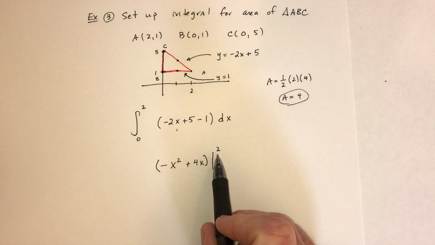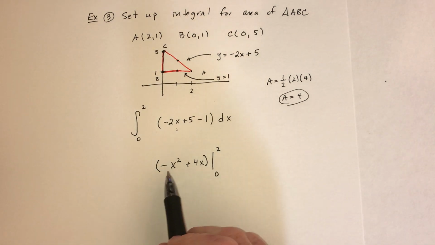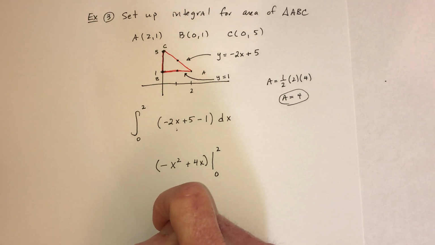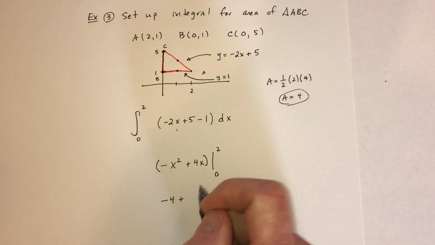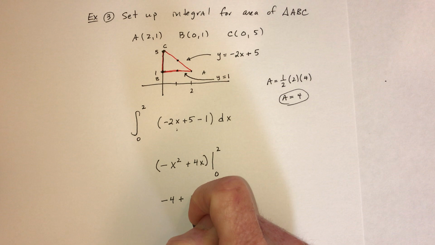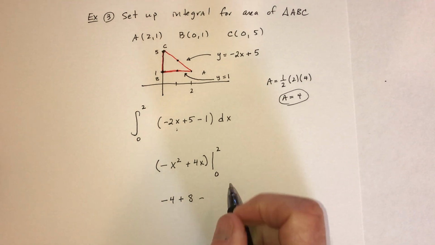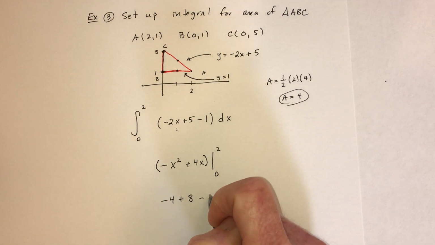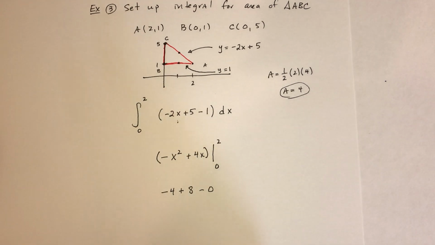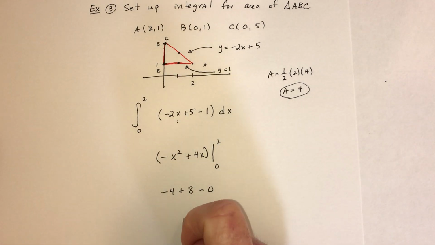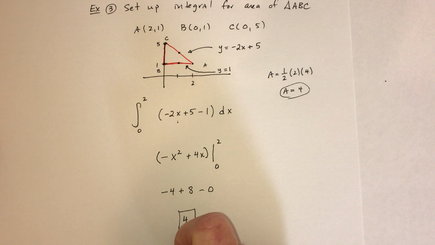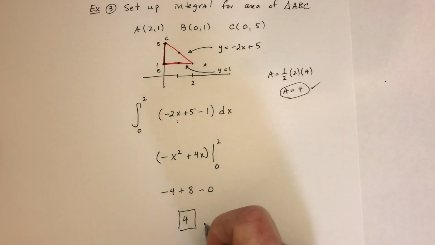So first of all, substitute the 2. So this would be 2 squared, so that's 4, but it's negative. And then this would be an 8. And then minus, when you substitute 0, that's going to contribute 0. So finally, it's going to be 8 minus 4. Oh, good thing. The answer is right, 4.